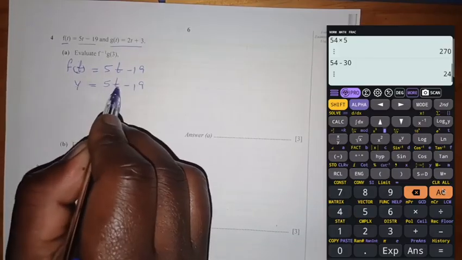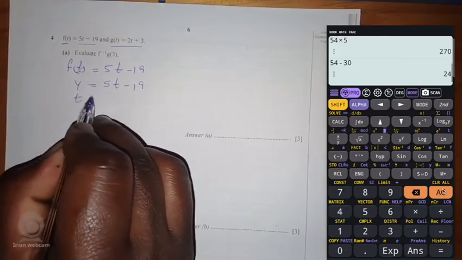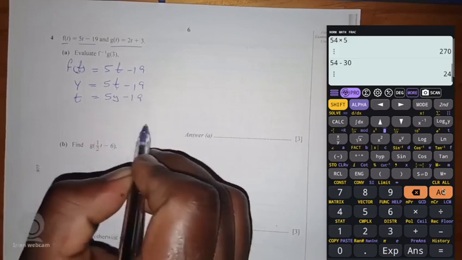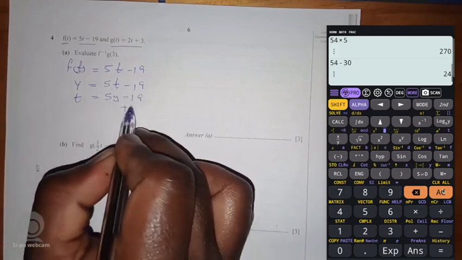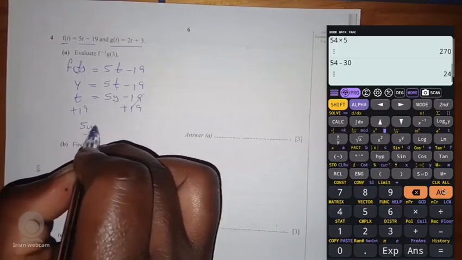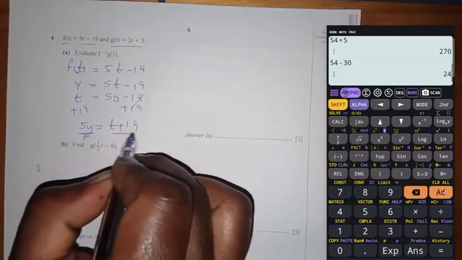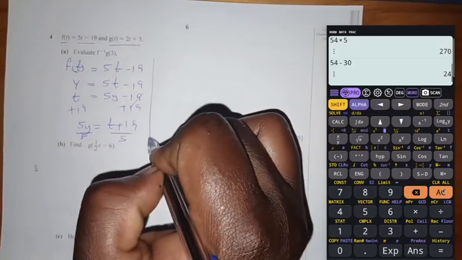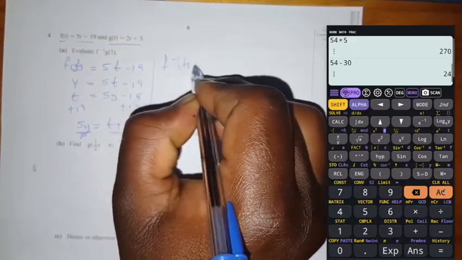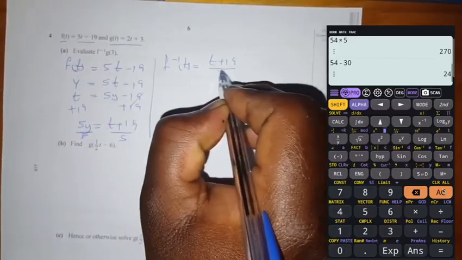In our case, x is t, so we are swapping y and t. We have t equals 5y minus 19. Then to make y the subject, add 19 to both sides. Then 5y is equal to t plus 19, so y equals t plus 19 over 5. So the inverse is now equal to t plus 19 over 5.